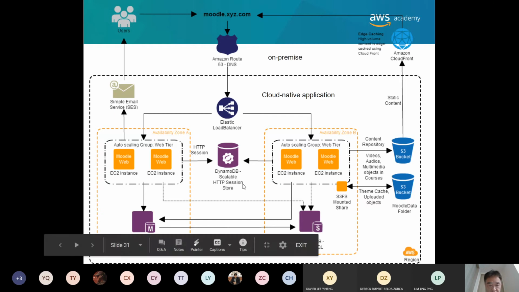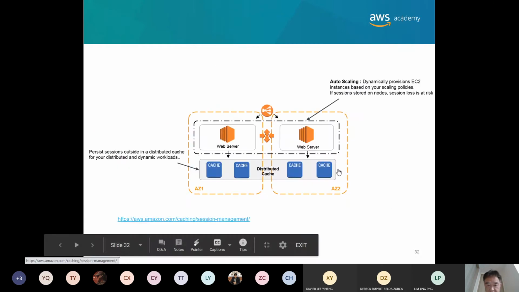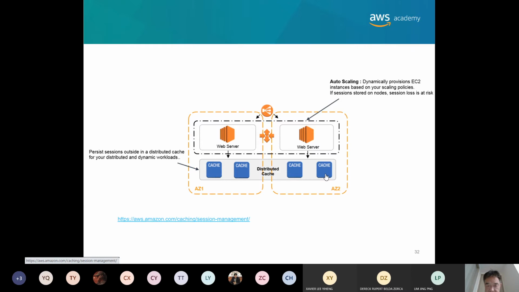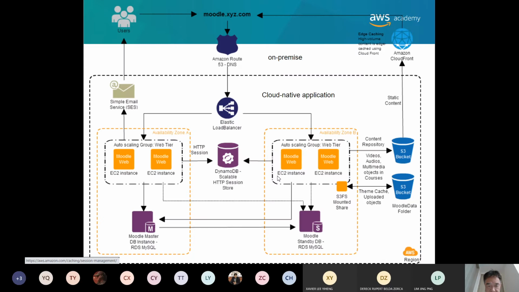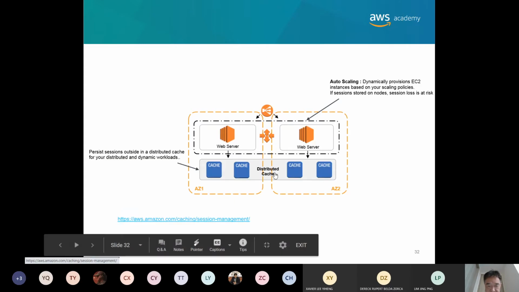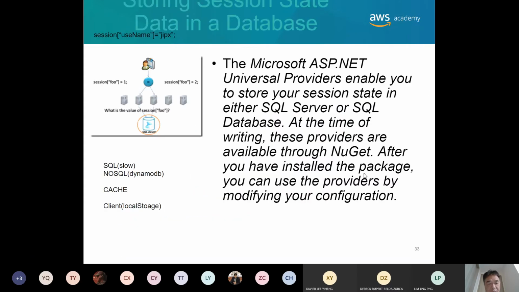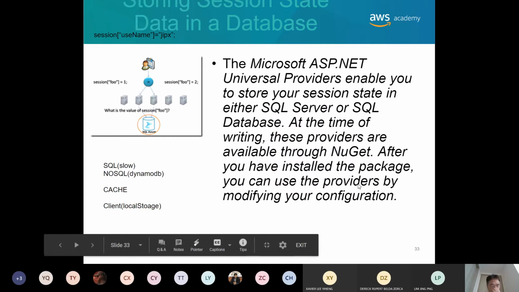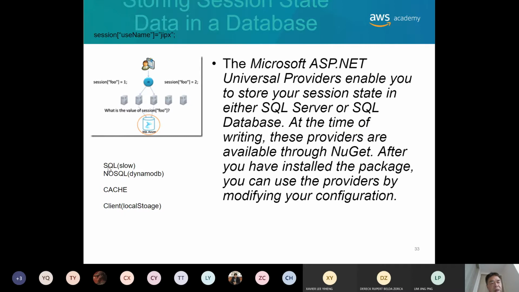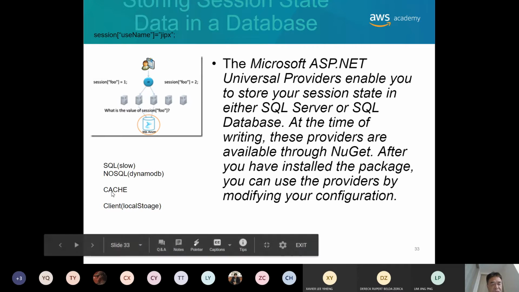So this picture is very interesting. Then you can put it in the cache as well. The session status can be put in the cache, which is faster, but it's not permanent. This one is kind of permanent. So in our assignment, we have 1, 2, 3, 4 ways to manage the session. SQL, we say you can do it, but it's very slow to retrieve the user's session status. NoSQL is a good choice. Caching also is not bad.